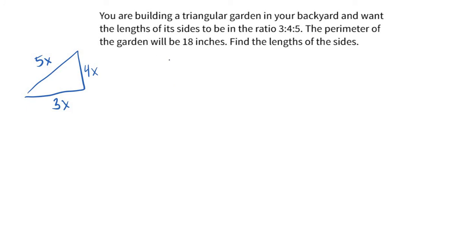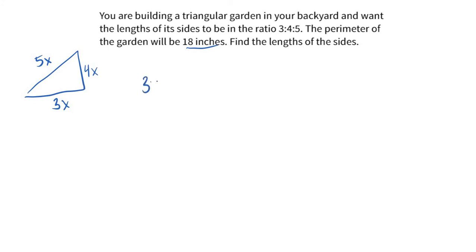The perimeter, remember, just means you add up all the sides. We want it to be 18 inches. This isn't a very big triangle. You're building a triangular garden and you want 18 inches. This is like a little tiny thing. Anyway, it's kind of a silly problem, but we'll solve it. Find the lengths of the sides.